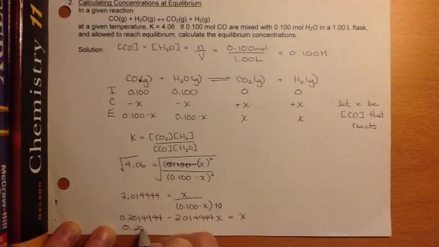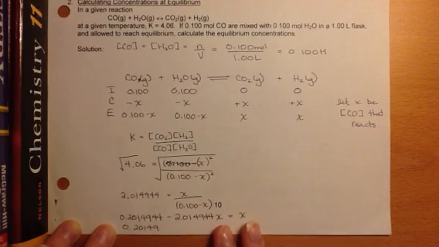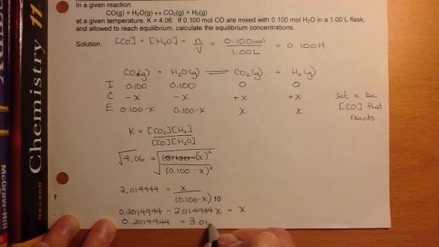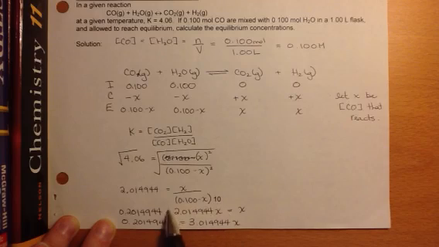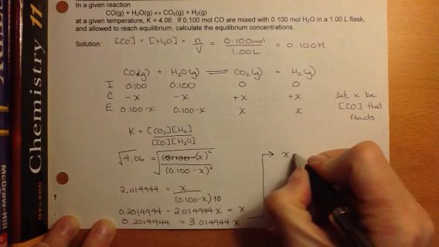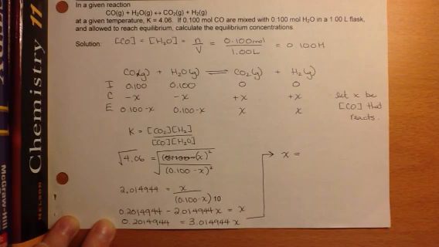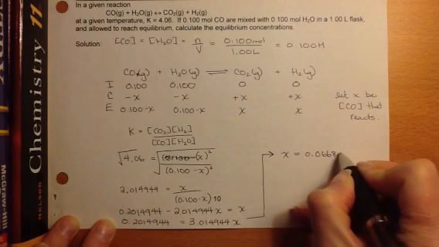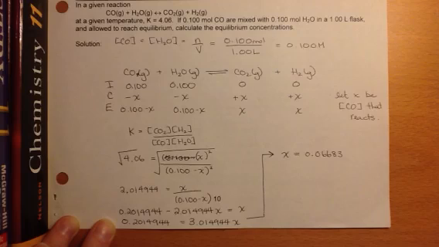Simplifying further, I am adding this 2.01 to the 1x on this side, which gives me the 3.01. Now, solving for x then, I'll just continue up here. So our x is going to be equal to 0.06683. Now we're almost done, not quite.